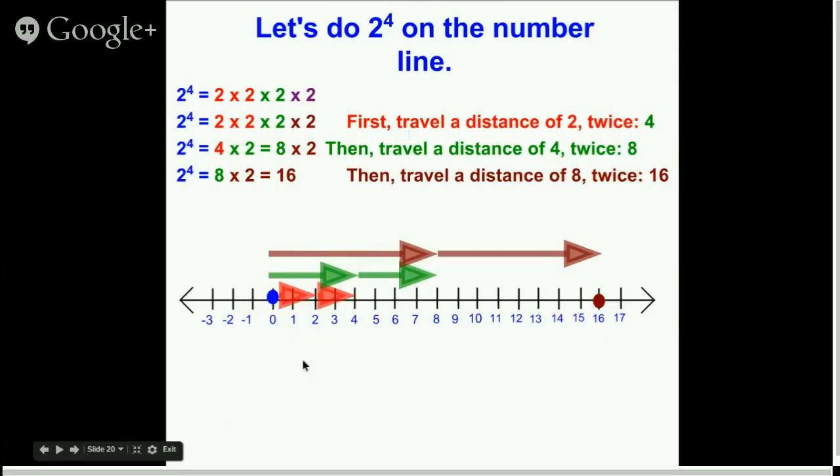To do 2 to the 4, it gets even more complicated, but this should be pretty easy to see. So these two arrows, so 2 times 2, you went a distance of 2 twice. So you went 4. Then you go a distance of 4 2 times. Then you travel a distance of 8 2 times, which takes you to 16. So you can see multiplying by itself is just you do each step that number of times.